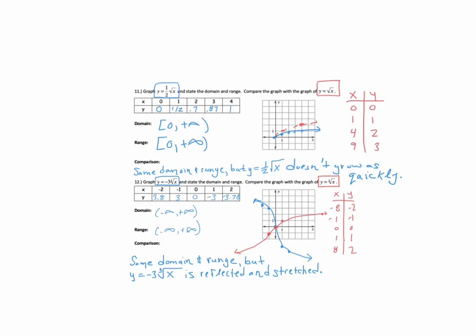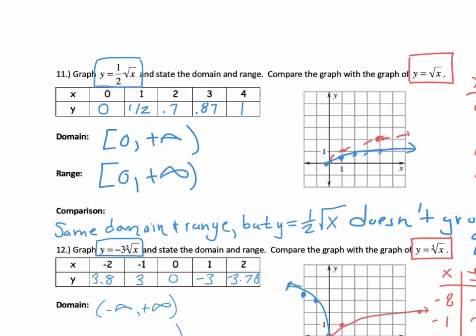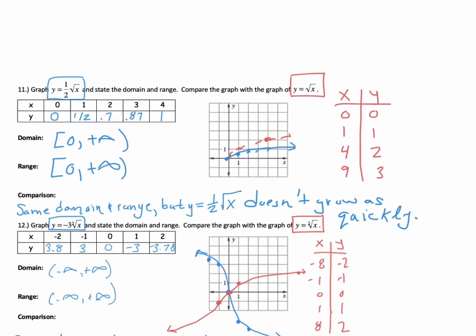So with regard to number 11, you would take a moment to enter your function into your calculator. And then I produced the t-chart that you see here. So if I plug 0 into this function, I get 0 times a half, that's 0. If I take the square root of 1, I get 1 times a half, that's a half. The square root of 2 cut in half is 0.7. The square root of 3 cut in half is 0.87. And then the square root of 4, then cut in half, is 1.